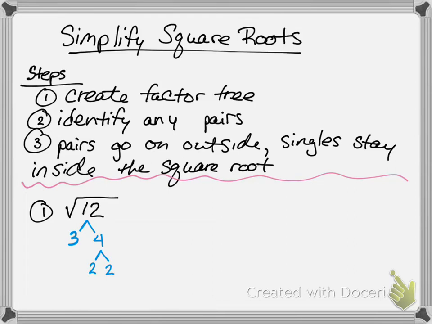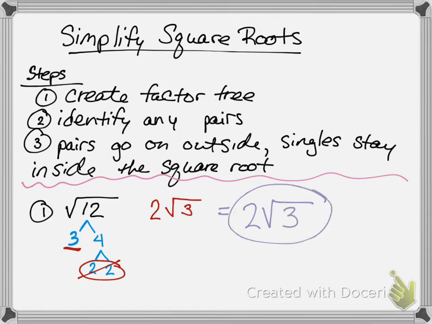Now I'm going to look at the pairs. Right here, I have a pair of 2's. So as soon as I see a pair, that tells me the 2 is going to be on the outside of my square root in my final answer. And if you notice, I only put 1 2 on the outside. So by putting the 2 on the outside, we're actually taking out the square root of 4. And 4 is a perfect square, so that's where the 2 comes from. Now this 3, that is a single 3, so it stays inside. So my final answer, let's write this a little bit nicer. We have 2 times the square root of 3.